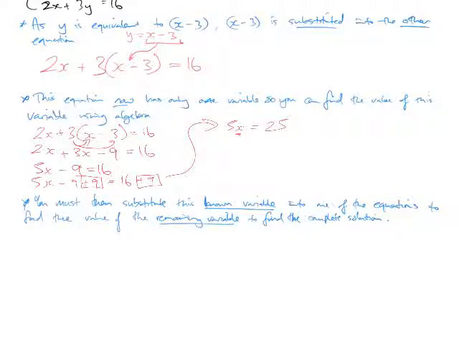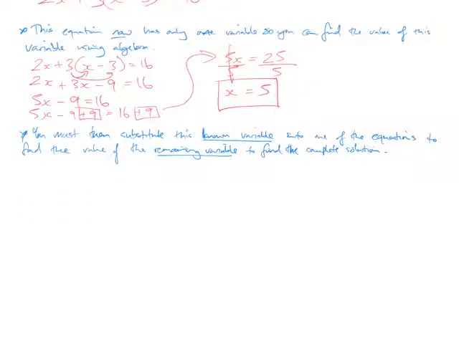Not there yet. I want to work out what x is. I need to get rid of the times by 5. The opposite of timesing something by 5 is dividing by 5. Perform that operation on both sides. So 5 divided by 5 is going to be 1, so I've just got 1 times by x left on the left. And 25 divided by 5 is 5. So my solution so far is x is equal to 5.